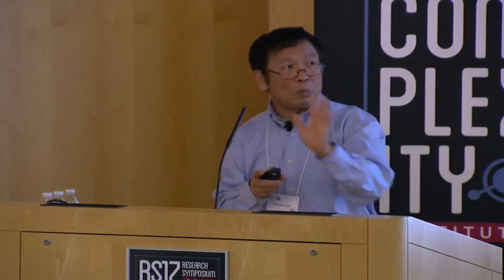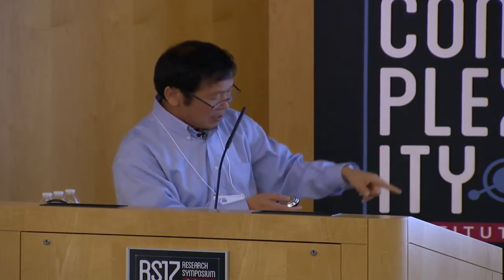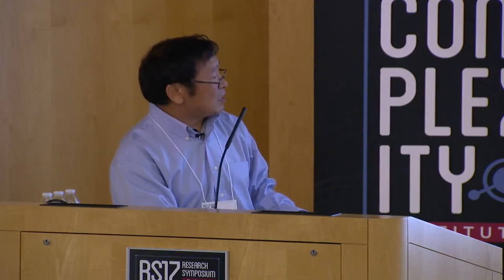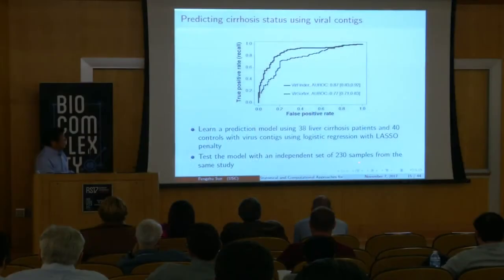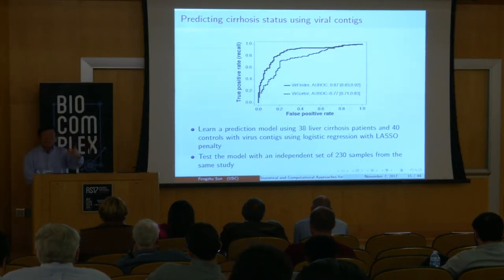And then that's what we learned the model from, one of these 38 liver patients and 40 controls, and then we test it on these 330 samples. And then we purely use those 516 viral contigs. We use a simple method again, the logistic regression, and then that's what we get, the AUC curve. Again, remember, this is on an independent data set.